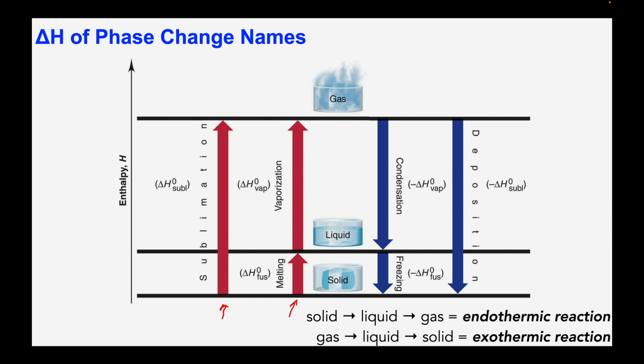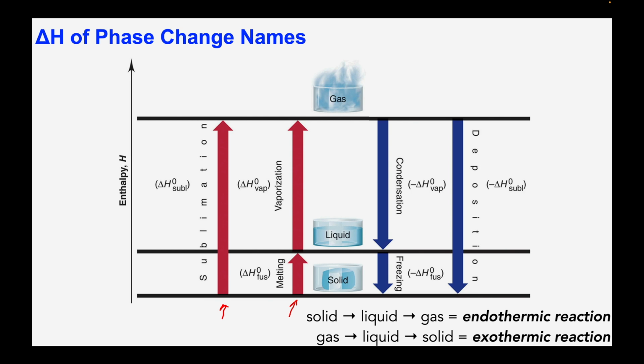So these are the terms that we'll use: sublimation, solid to gas; melting, solid to liquid; vaporization, liquid to gas, etc., etc. On the other hand, if you're going from a gas to a liquid, from a liquid to a solid, or from a gas to a solid, those actually give energy off. Those will be negative numbers.